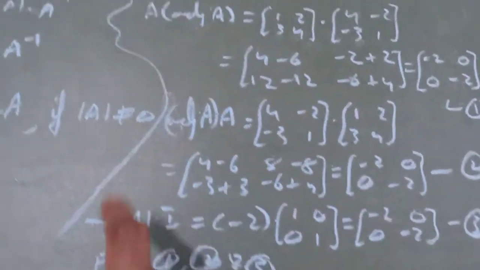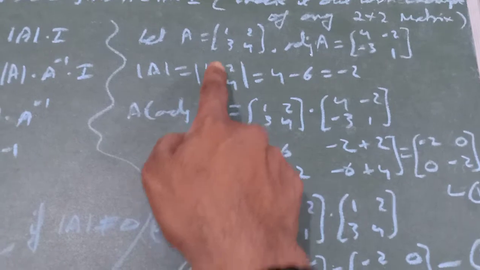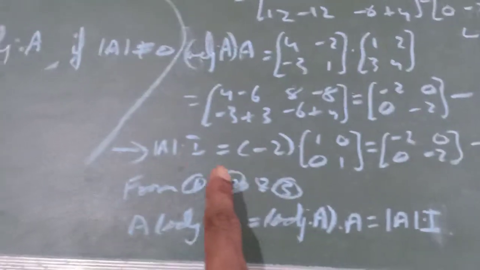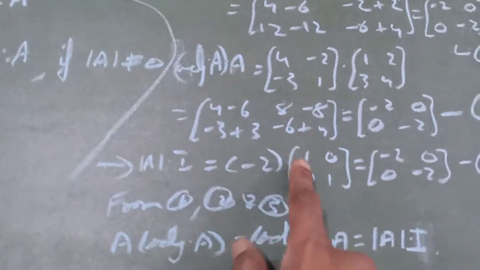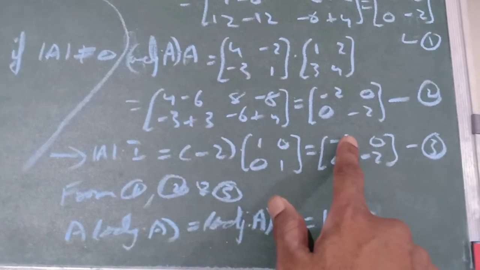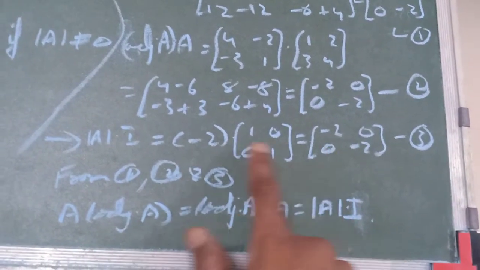Now take the third part, that is determinant of A into I. Determinant of A means determinant of [1, 2; 3, 4]. Taking the product, 1 into 4 is 4, 2 into 3 is 6, so 4 minus 6 is -2. So -2 into I, the identity matrix [1, 0; 0, 1]. So -2 multiplied by 1 is -2, -2 multiplied by 0 is 0, 0, and -2 into 1 is -2.